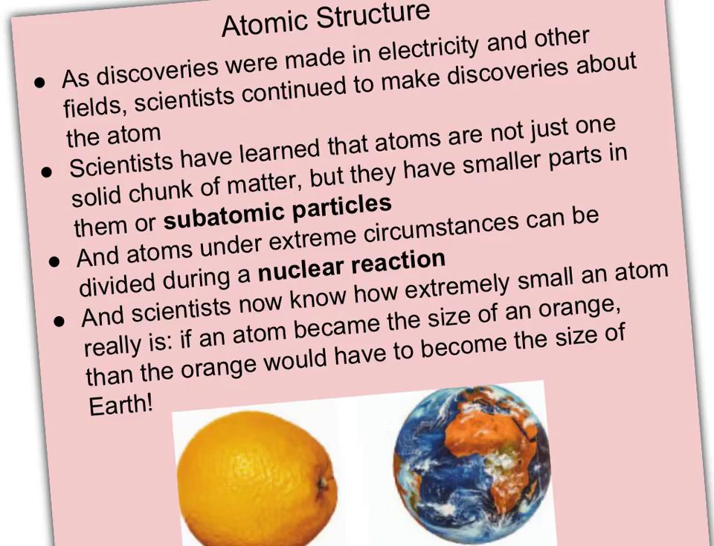and I'm guessing you know enough about nuclear reactions to realize they don't just happen and they aren't common occurrences for us. So scientists now know how extremely small an atom really is, and in fact, if an atom became the size of an orange, then the orange in relation to the size of the atom would become the size of the Earth. So that's kind of the perspective. If you think of an atom and an orange, the difference in size is the difference in size of an orange compared to the Earth.